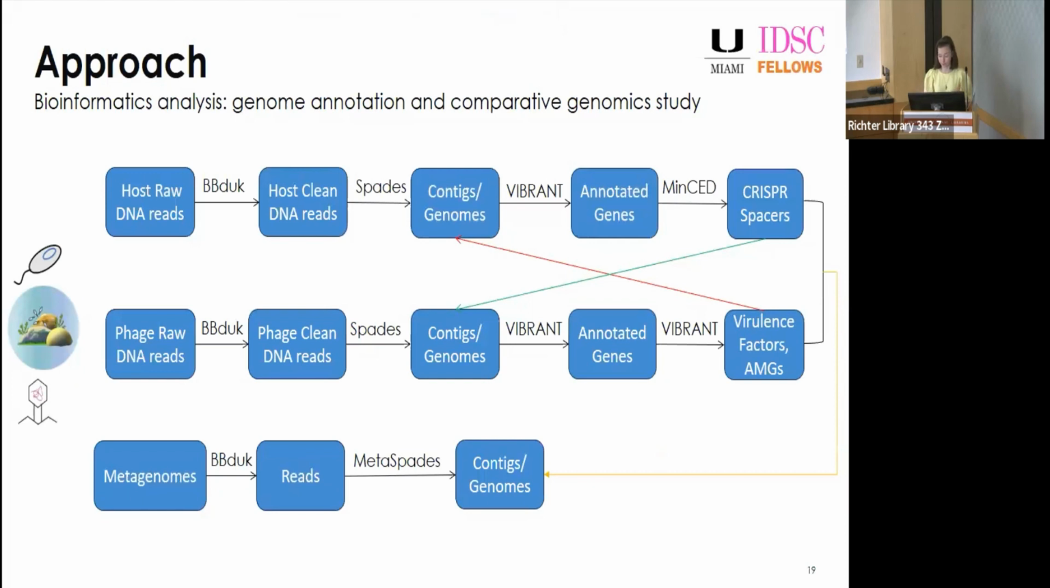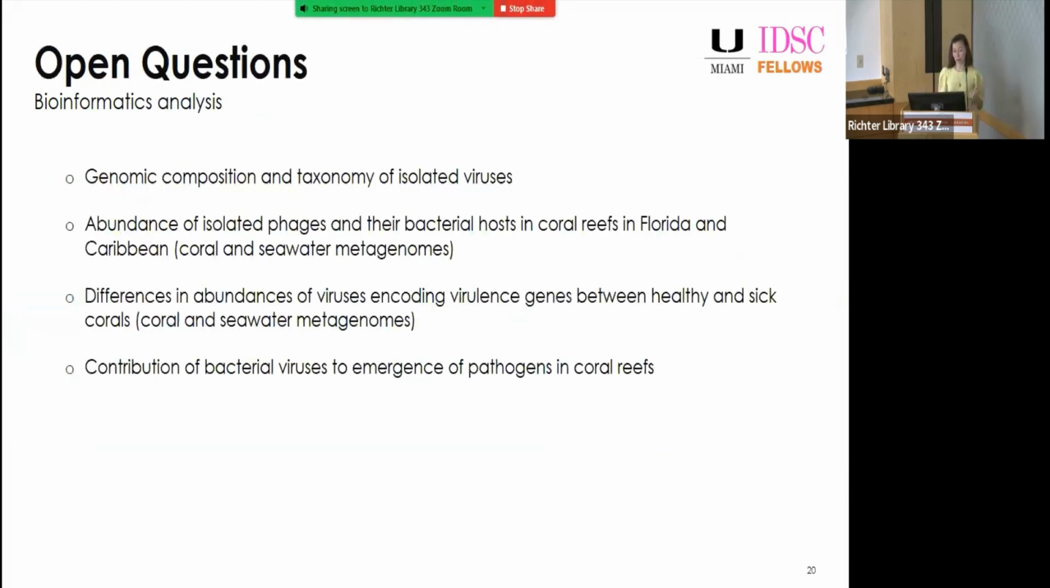to look at the abundance. So with this bioinformatic approach, I'll be able to look at the genomic composition and taxonomy of my isolated viruses, and look at the abundance of isolated phages and their bacterial hosts in coral reefs in Florida and the Caribbean. So this will be done through metagenomics. Also to look at differences in abundances of viruses that encode virulence genes, and to look at the differences between healthy and sick corals, also through metagenomics. And overall, it will shed some light on the contribution of bacteria and viruses to emergence of pathogens in coral reefs.